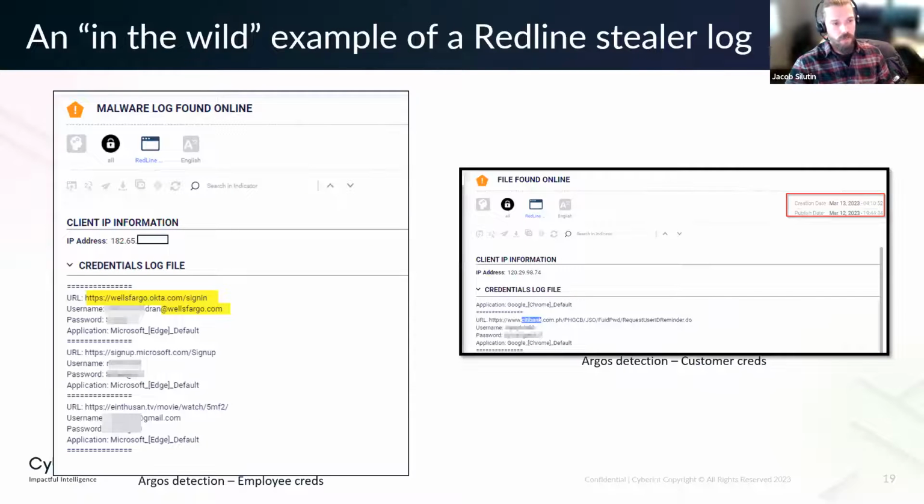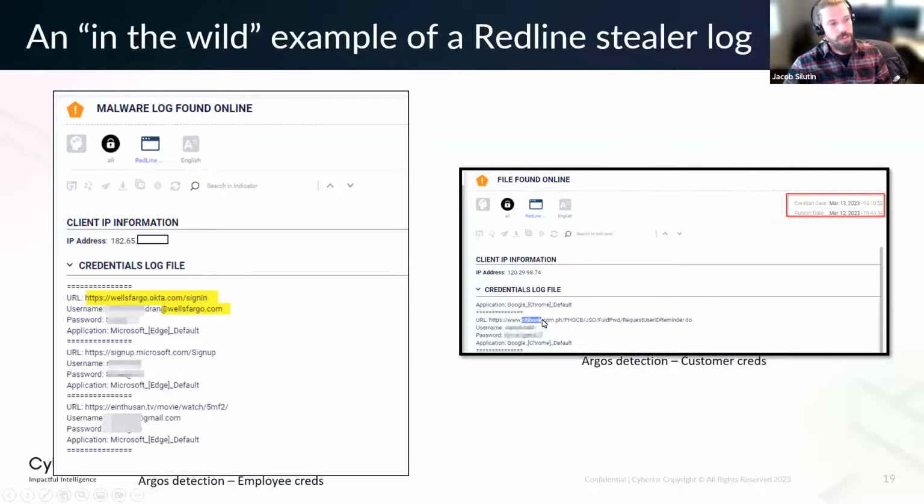So a few examples from our platform from two well-known banks. On the left side, you'll be able to see an example from Wells Fargo, wellsfargo.okta.com, and these credentials are from a user that is at wellsfargo.com, which means that it is probably an employee of the organization. Other than the person's Wells Fargo credentials, we also see his personal sign up to Microsoft information, some sort of TV subscription. So not only do we see that the corporate credentials are being exposed, but also personal credentials are being exposed with those malware logs.